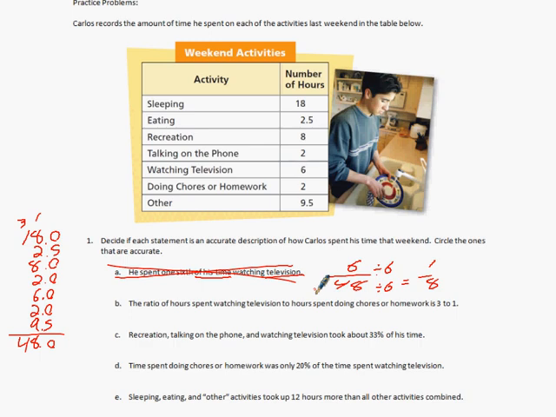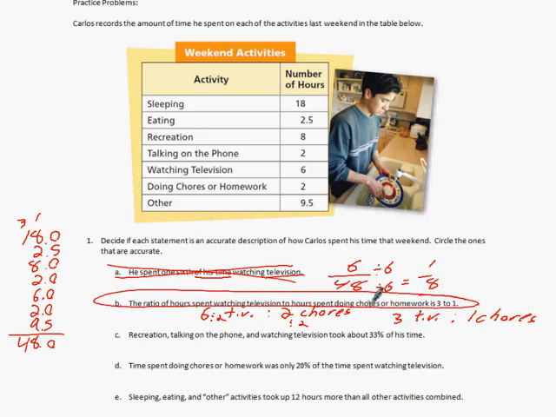B. The ratio of hours spent watching TV to hours spent doing chores or other homework is 3 to 1. So let's see, TV is 6. And chores and other homework is 2. Simplify, divide by 2, divide by 2, I get 3 TV to 1 chores. 3 to 1, that works.